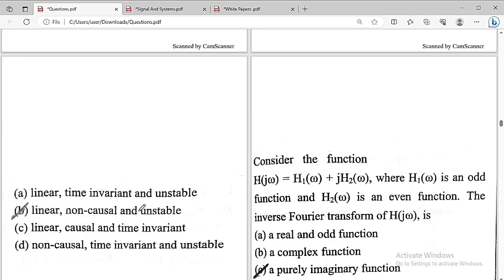Option A, linear, time invariant, unstable. Option B, linear, non-causal, unstable. Option C, linear, causal and time invariant. And option D, non-causal, time invariant and unstable. So of the 4 options, option B, a linear, non-causal and unstable system, is the correct solution of this question. So let's solve this numerical.